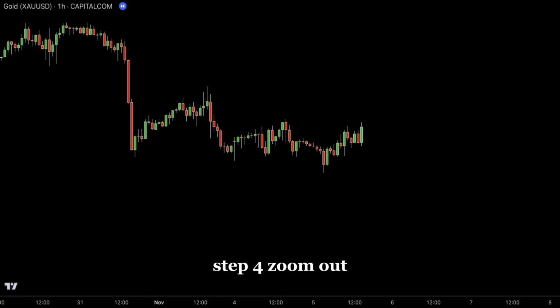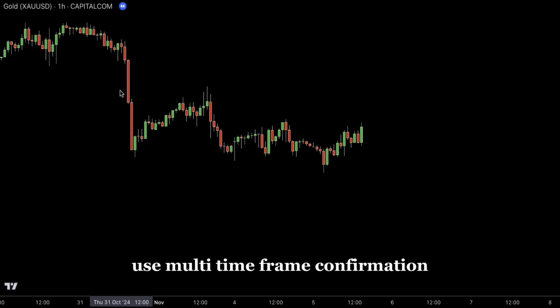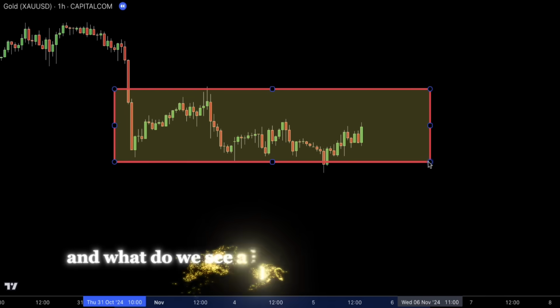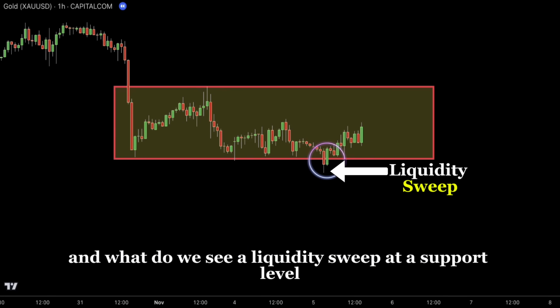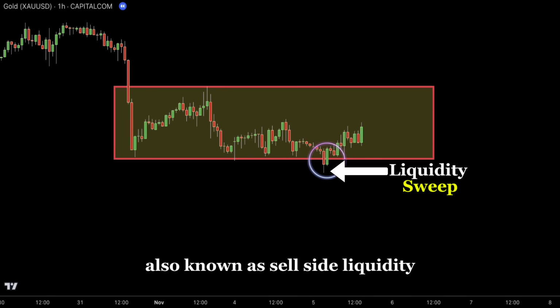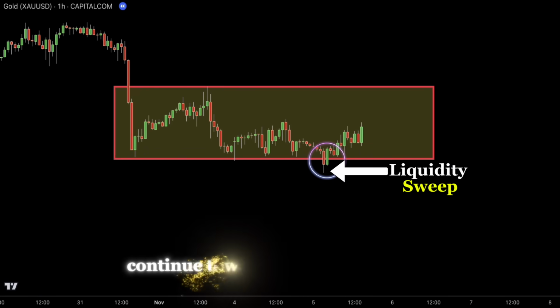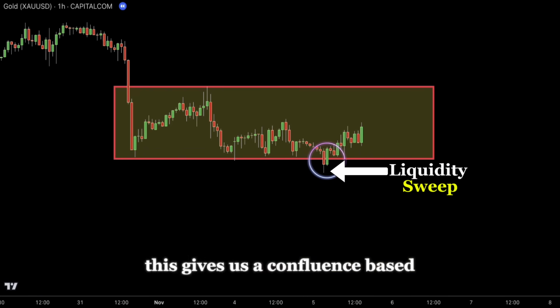Step 4. Zoom out, use multi-time frame confirmation. Since we're trading on the 5-minute chart, we zoom out to the 1-hour chart for context. And what do we see? A liquidity sweep at a support level, also known as sell-side liquidity. This tells us higher time frame buyers are active, and there's strong potential for the uptrend to continue toward the next resistance. This gives us a confluence-based green light to take the trade.